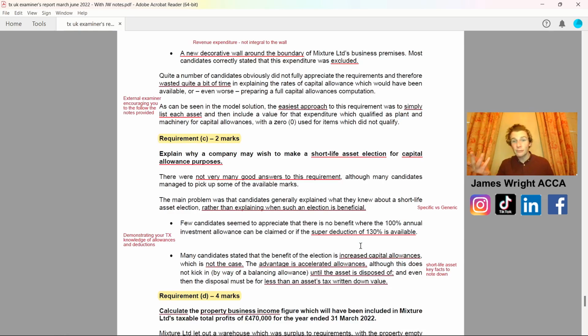It's not integral to the wall on there. You don't have to decorate it. It's still going to be the wall for the business. But the external examiner encouraging you to follow the notes provided.